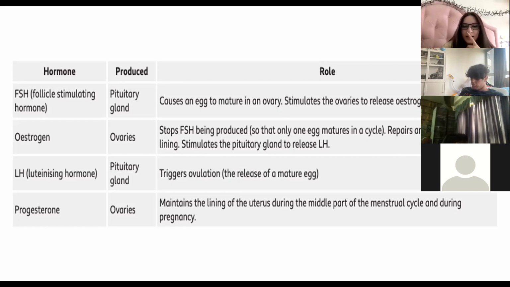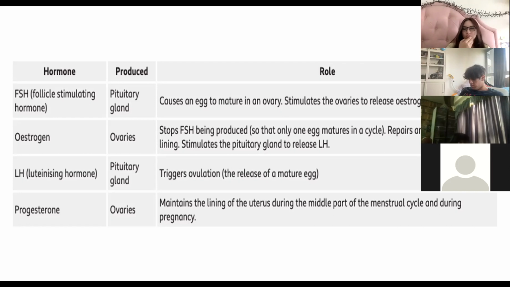Miss, from the pituitary gland, we have the GnRH, which releases 2 more hormones, which is the follicle stimulating hormone, the FSH hormone, which causes an egg to mature in the ovary, and the luteinizing hormone, LH. So there are 2 hormones, primarily. FSH, which is the follicle stimulating hormone, and the other one is luteinizing hormone.